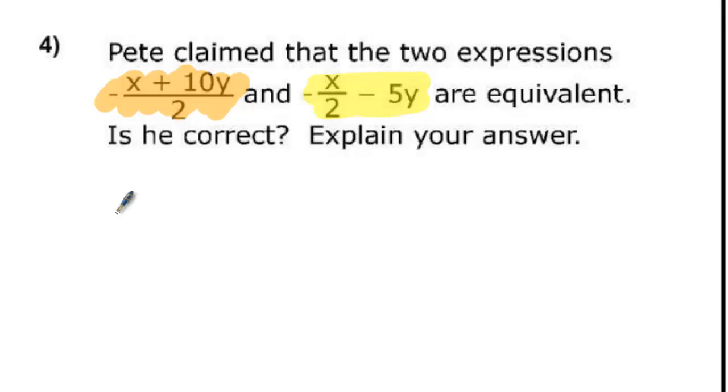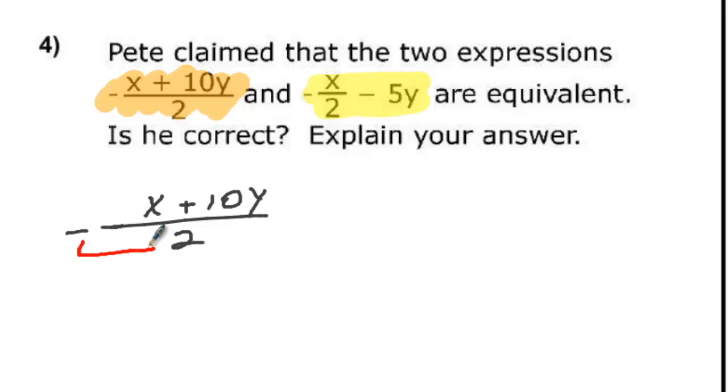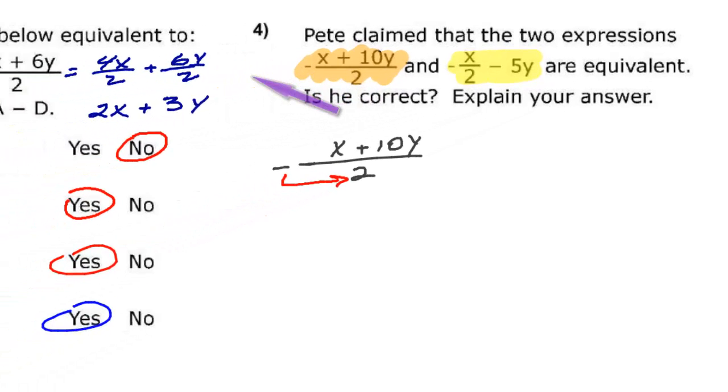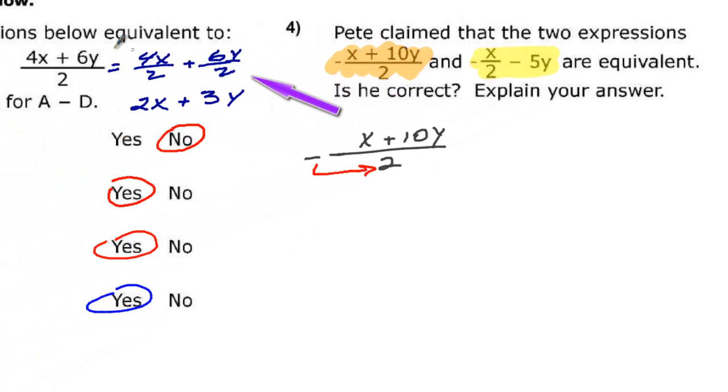So let's find out. We've got the opposite of x plus 10y divided by 2. And my suggestion would be that you take this negative sign and you apply it to that, and you create, just like over here, we took the 2 and we divided it into the 4x and we divided it into the 6y. We're going to do the same thing here. We're going to take the x and we're going to divide it by the negative 2, plus we're going to take the 10y and divide it by the negative 2.